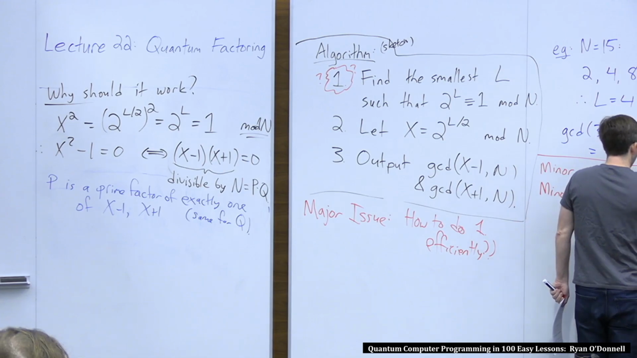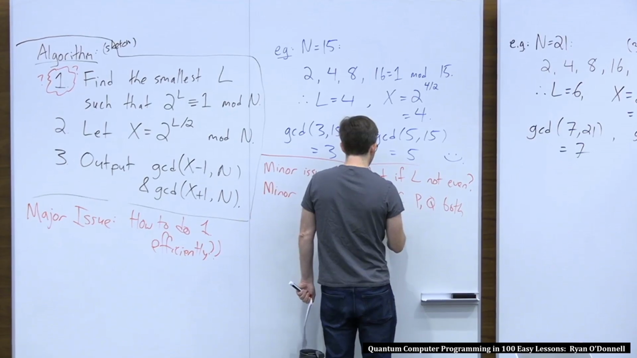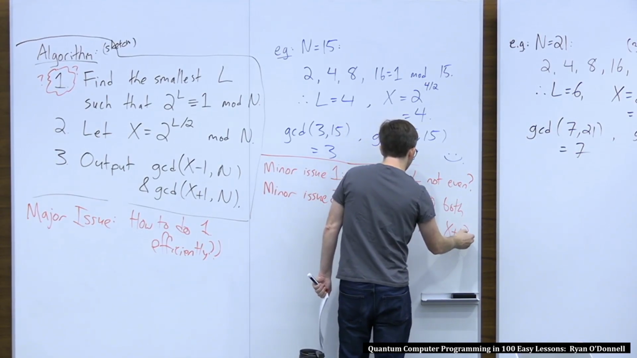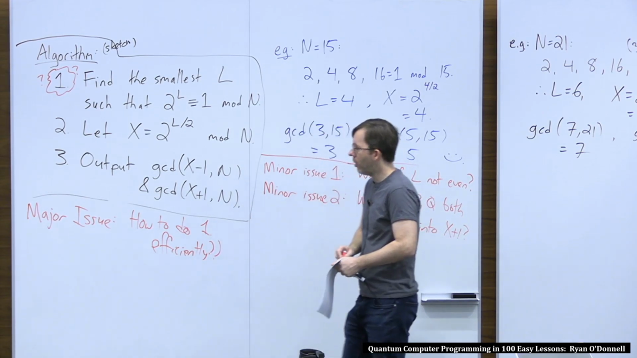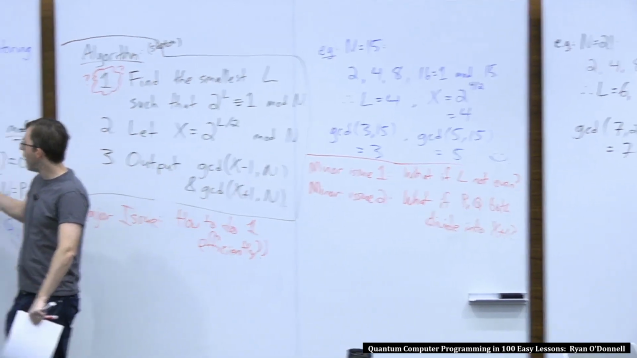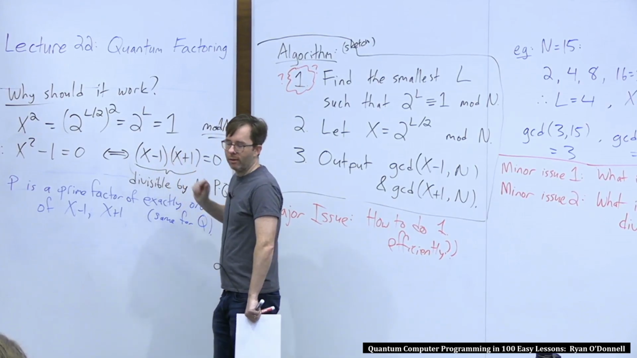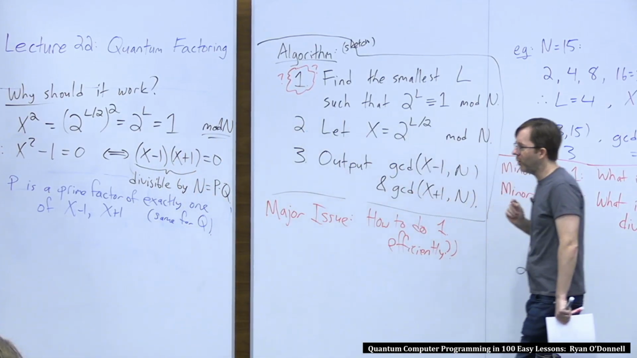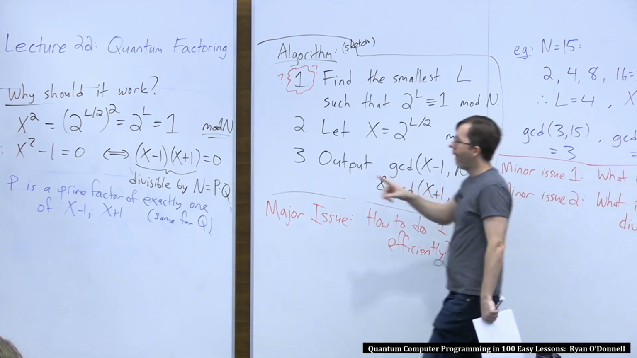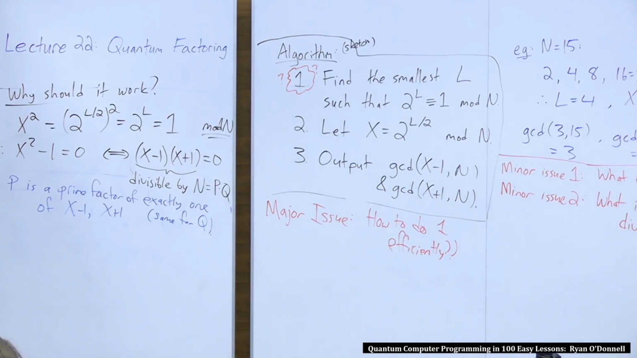What if P and Q both divide into x plus 1? I'll explain why that's a bad case in a moment. It would also be bad if P was a factor of x minus 1 and Q was a factor of x minus 1. Actually, that cannot happen. I'll leave that as an exercise for you, or maybe we'll eventually get to it. Why can it not be that both P and Q divide x minus 1? It has to do with the minimality of L.